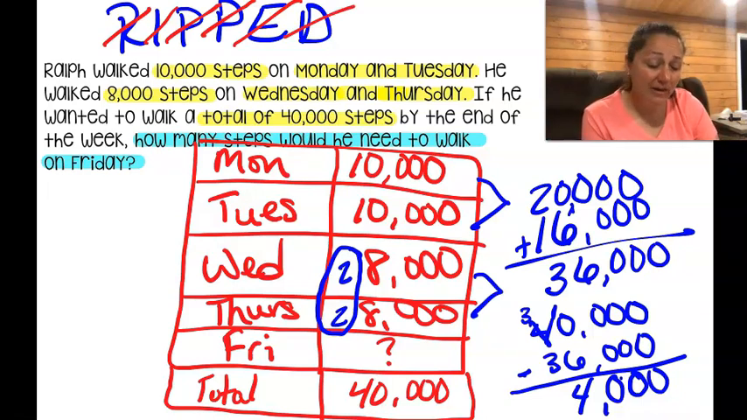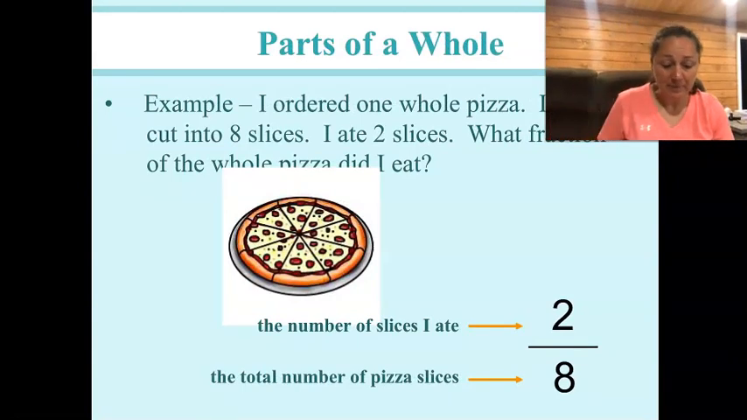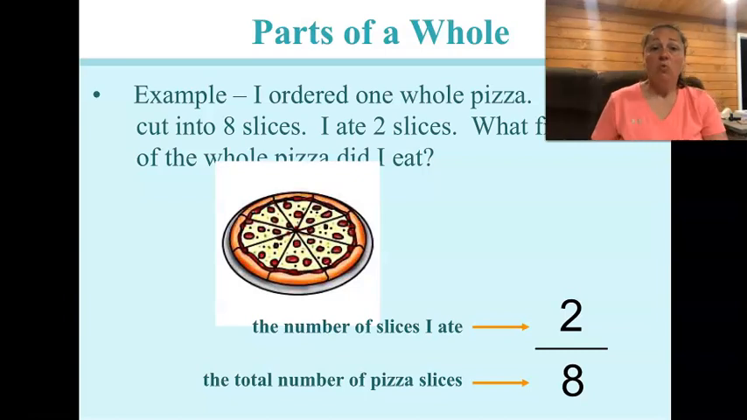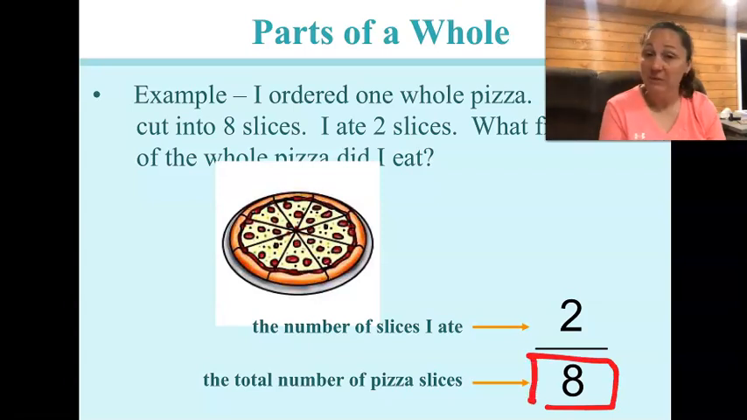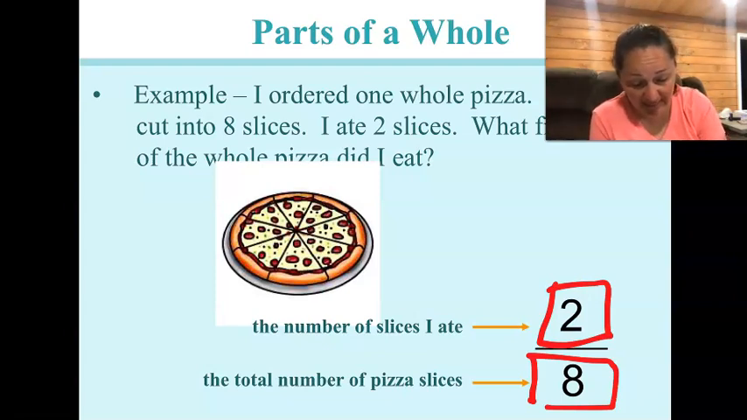Now we're going to move on to some fractions. Fractions are parts of a whole, which we already talked about a little bit, but let's look at it a little bit more. When I look at this whole pizza, it is cut into 8 slices, and the 8 would be my denominator, my total number of pieces. It says I ate 2 slices. I do like some pizza. So 2/8 of the pizza is what I ate.